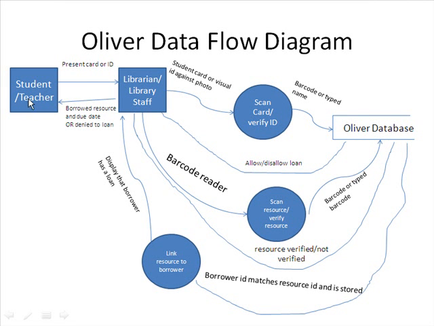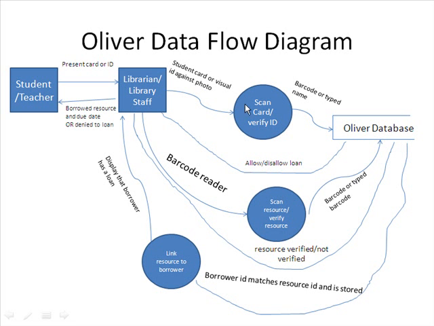Okay, so we start off with the student or teacher who presents to the library to borrow an item. Let's assume that they've already picked out their item, they've got it in their hot little hand, and they're about to now borrow it out. So they present their card or their ID to the librarian or the library staff. What the librarian or the library staff then do is either scan the card or verify the identification of the borrower.